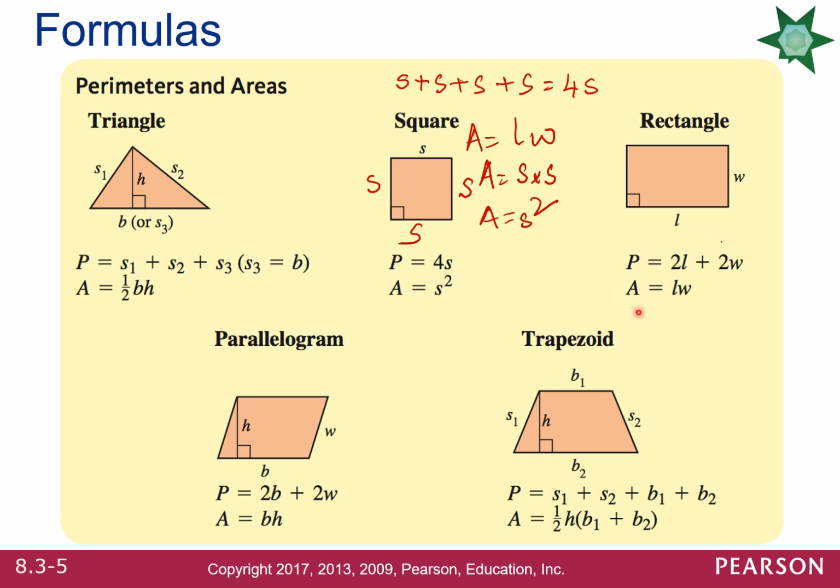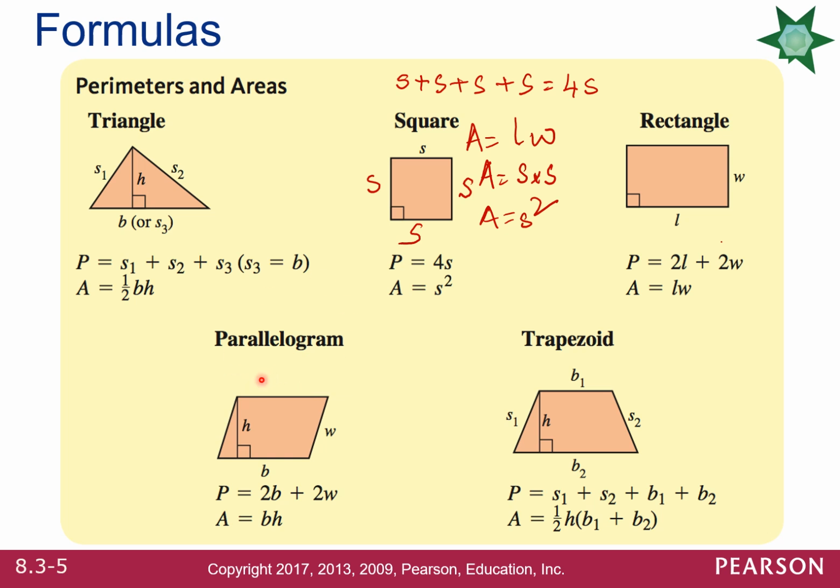perimeter. For the area, it's the length multiplied by the width. All right, length times width. That's the formula for the area of a rectangle, because the measure of the length and the width are different in a rectangle, unlike with the square.